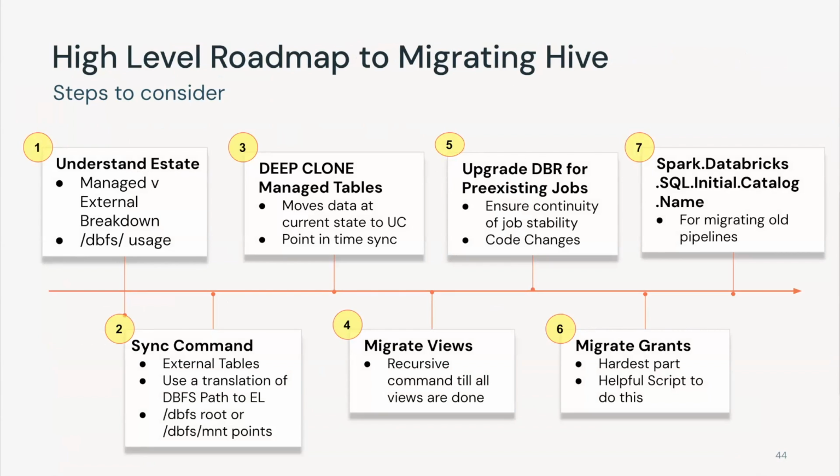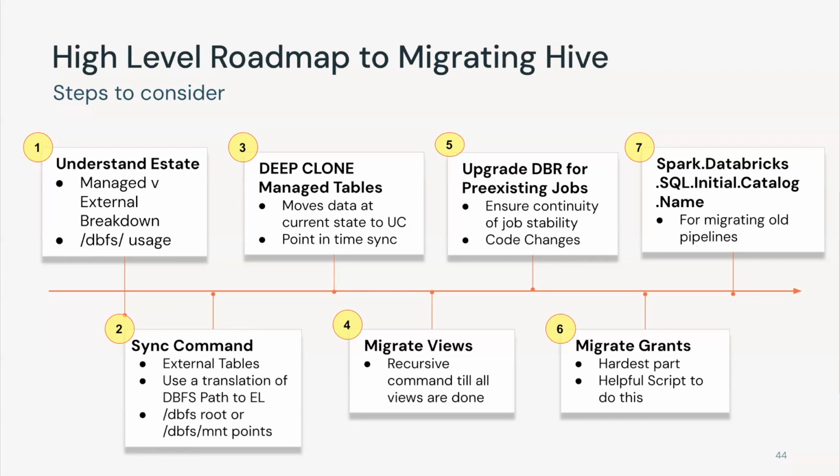Once we're on that journey of migrating to Unity Catalog, how do we migrate Hive to Unity Catalog? First, you need to understand your estate. Your data estate becomes essential. You need to understand the breakdown of managed versus external tables. How often are you using DBFS mounts? How often are you using DBFS mount points versus the root bucket? All of that becomes important.